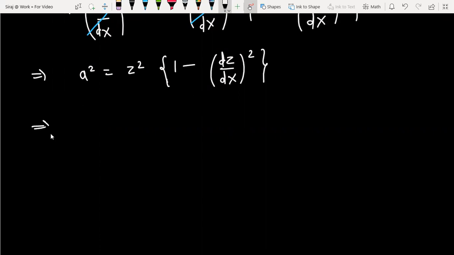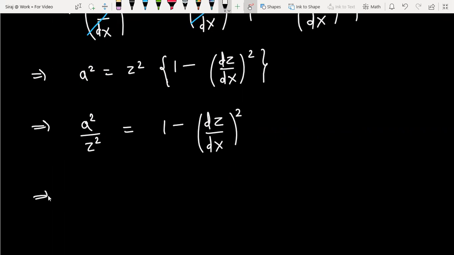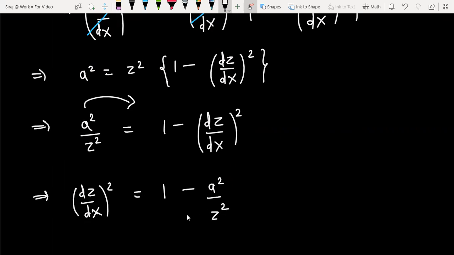z स्क्वायर को अगर लेफ्ट साइड पे लेके आया तो ये हो जाएगा a स्क्वायर अपॉन z स्क्वायर, that is equal to remaining term 1 minus dz by d capital X whole square. Now we are trying to find value of derivative. So derivative it is negative on right hand side. तो डेरिवेटिव को अगर लेफ्ट साइड में लेकर आया तो ये पॉजिटिव हो जाएगा dz by d capital X whole square, it is equal to 1 as it is, and a square upon z square, इसको राइट साइड पर ट्रांसफर कर दो, it will become 1 minus a square upon z square.